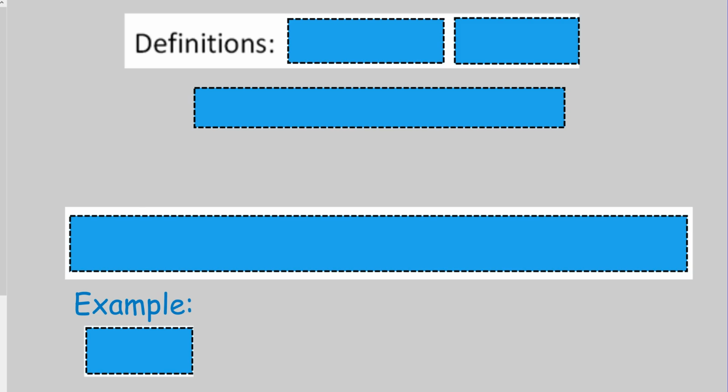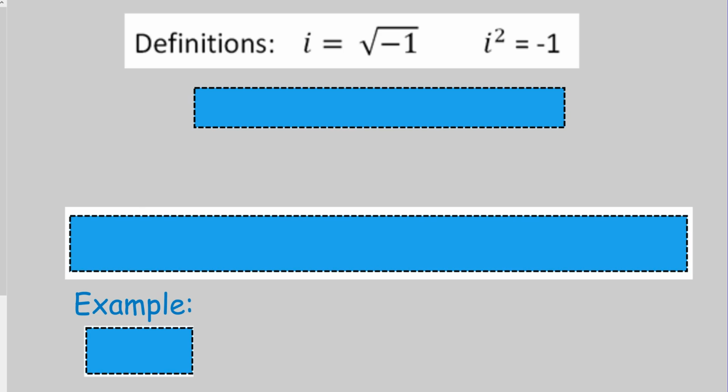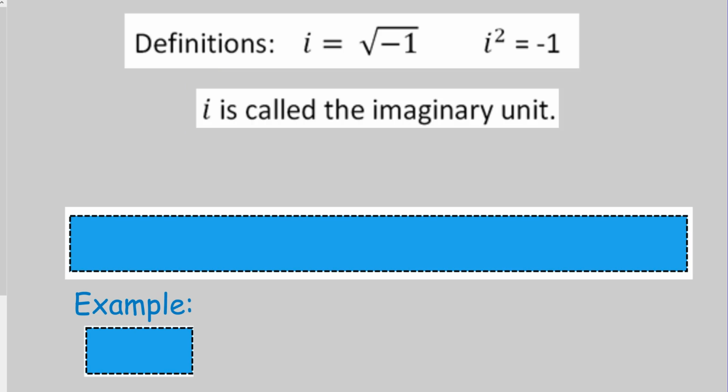So here's how we define an imaginary number. We define the square root of negative 1 as i, lowercase i, and we define i squared as negative 1. i is called the imaginary unit. So these are the definitions that you want to commit to memory. And every time you see an i squared, you want to change it to negative 1. And every time you see the square root of a negative, you're going to change the notation to involve i.